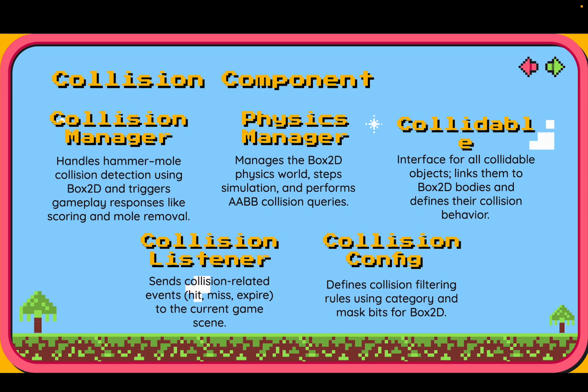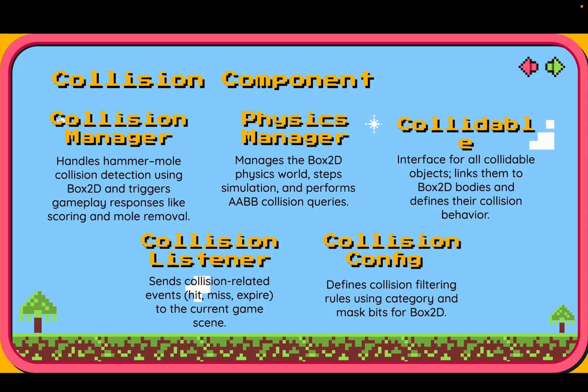Our collision system is built on 5 components, each with a distinct role, crafted to deliver a scalable and maintainable architecture. The collision manager takes charge of collision detection, employing AABB queries to pinpoint overlaps and efficiently notify listeners through callbacks while steering clear of game logic responsibilities.